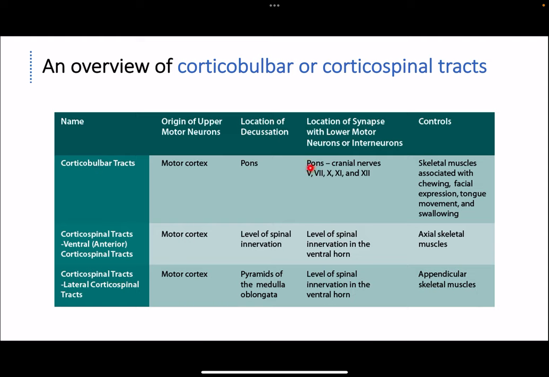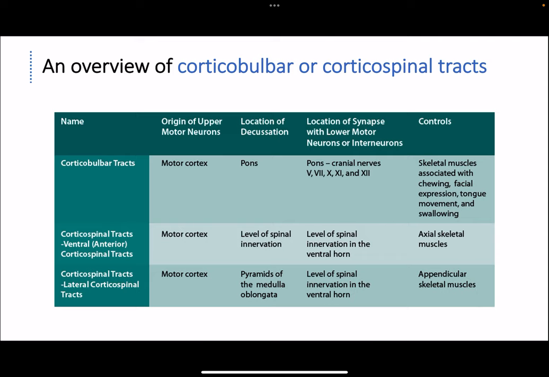Bulbar means brainstem, so we're going to the pons, which is part of the brainstem. And then you can see where those lower motor neurons are going, right? So here they're going to appendicular muscles, if we have the lateral corticospinal tract. Here they're going to more proximal axial skeletal muscles, if it's the anterior. And then here they're going to muscles in the face, mouth, head, neck region for chewing, facial expression, things like that, for the corticobulbar tracts, right? So keep in mind all of these as we talk about them.